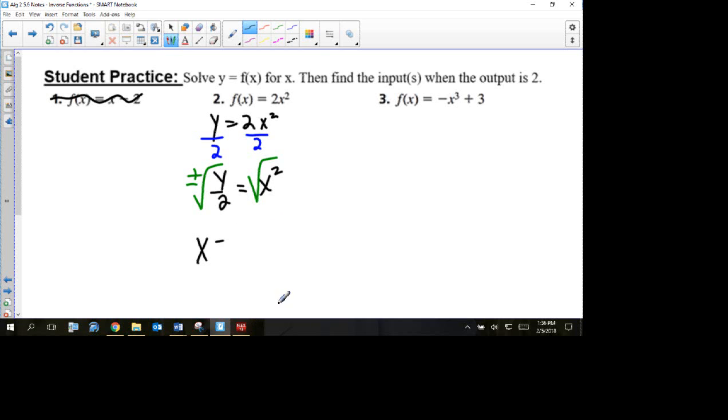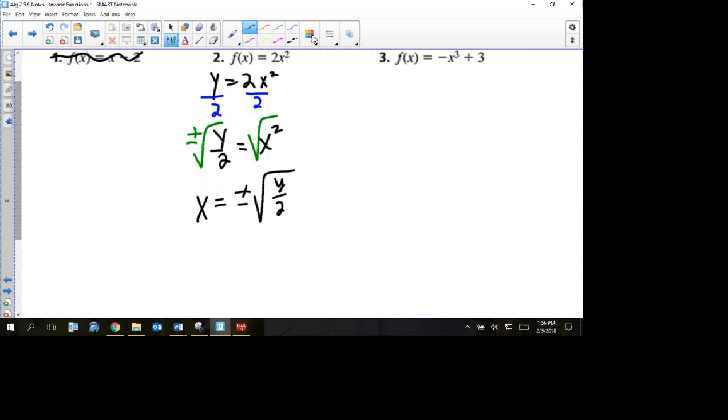So I get that x equals plus minus square root of y over 2. And it says, find the input or inputs when the output is 2. So I'm going to put in y is 2. I'm going to have x equals plus minus square root of 2 over 2. Then x equals plus minus, what's the square root of 1? 1. So you have 2 answers, plus minus 1.